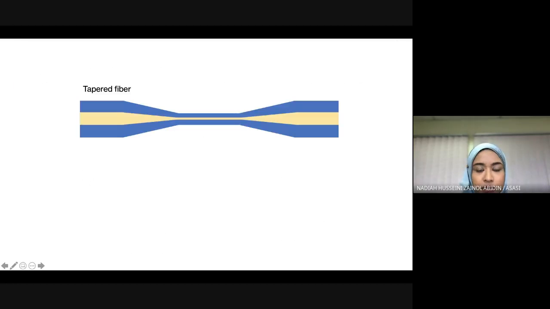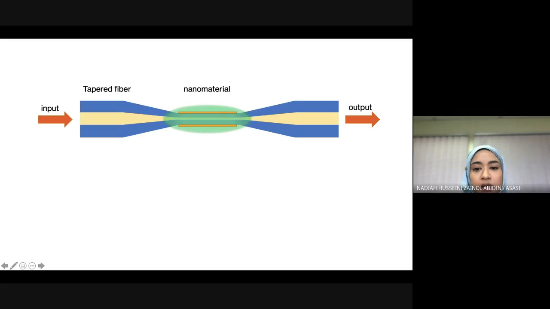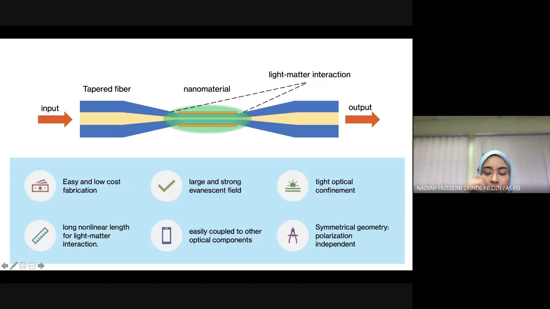Okay, so that is the design. So what is great about using tapered optical fiber is that you get to deposit your nanomaterial at the waist region, and when light propagates into your tapered optical fiber, an evanescent field is formed, and this light interacts with your nanomaterial, and this is where your absorption happens, right? The light-matter interaction is very important in this case. So the benefit of using tapered fiber is that it is easy because we use a machine.